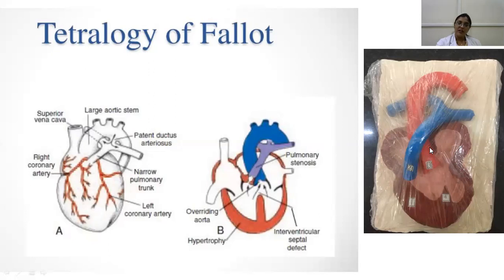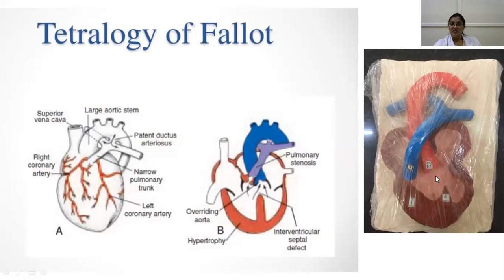So in tetralogy of Fallot, there are four conditions which come under the tetralogy. One is the pulmonic stenosis. It gets narrowed. Then there's a lot of blood in the right ventricle, and to push it, there will be hypertrophy of the right ventricle, so pulmonic stenosis and right ventricular hypertrophy. And also you can make out here that there is a ventricular septal defect. So there's a VSD. That's the third one.